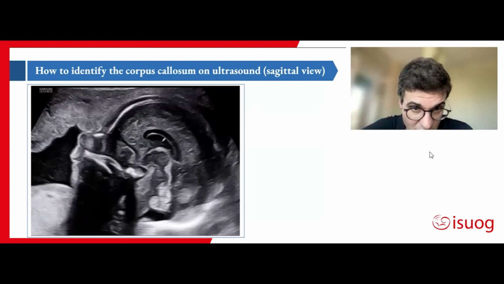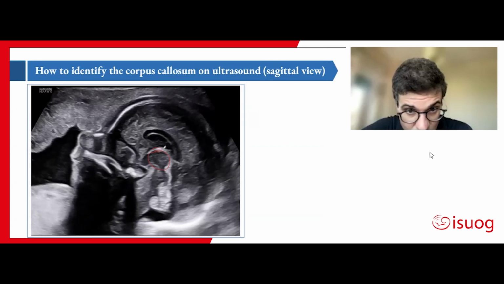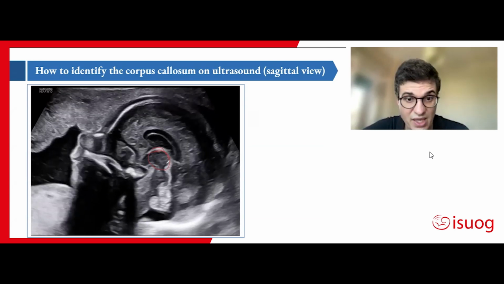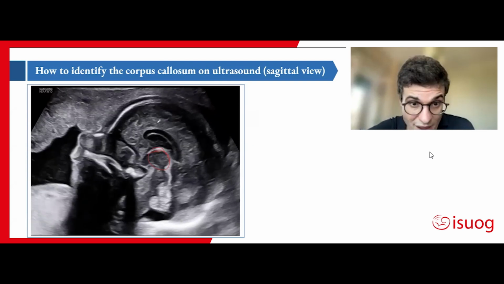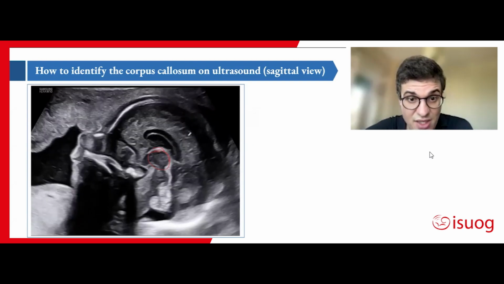So this is the cavum septi pellucidi. Can you see this structure is the third ventricle, and this hyperechogenic structure which forms the roof of the third ventricle is the chorioid plexus of the third ventricle itself. However, we cannot see from this image that the corpus callosum is entirely normal.